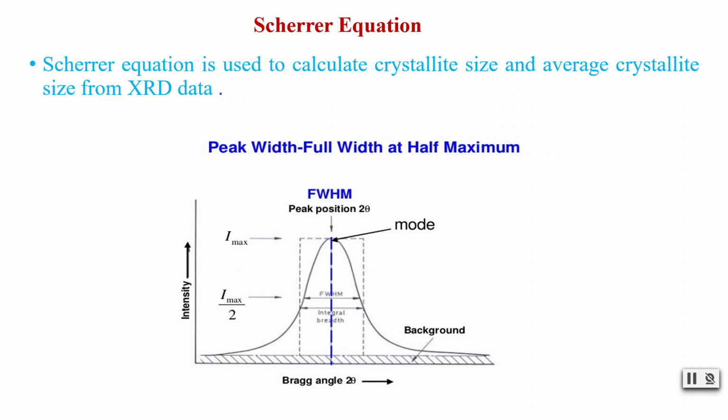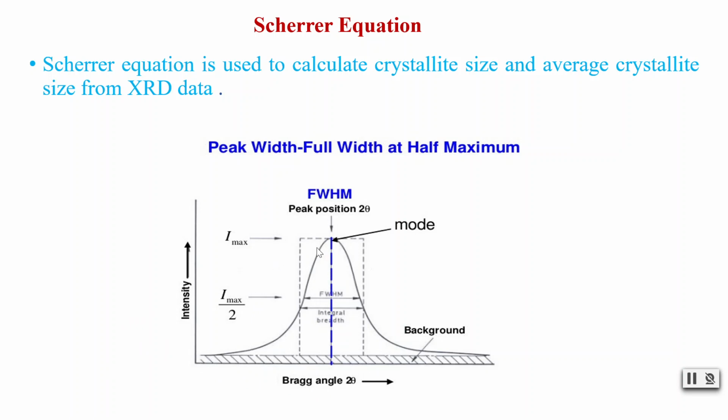In this video we will see the Scherrer equation and a numerical based on this. The purpose of the Scherrer equation is to calculate crystallite size and also average crystallite size using the XRD data. Initially we have to perform X-ray diffraction, and then using the data, we have to plot the curve between intensity and Bragg angle.